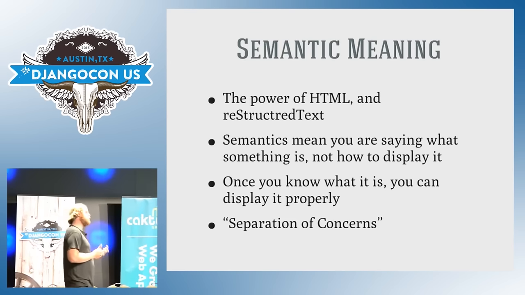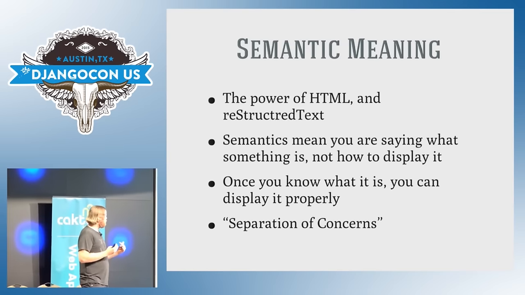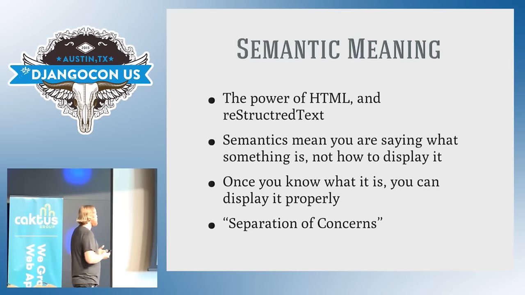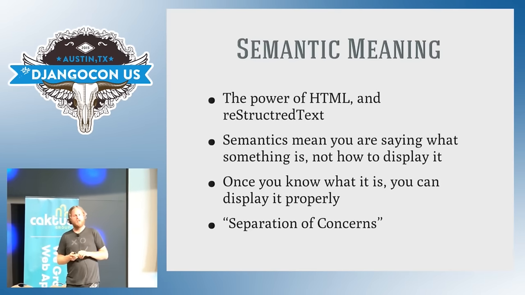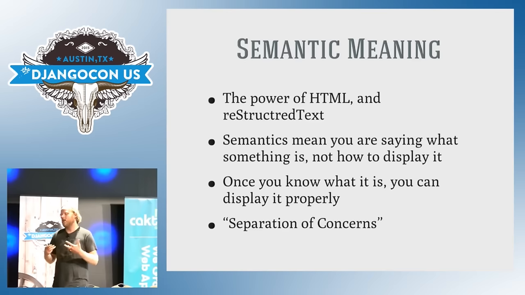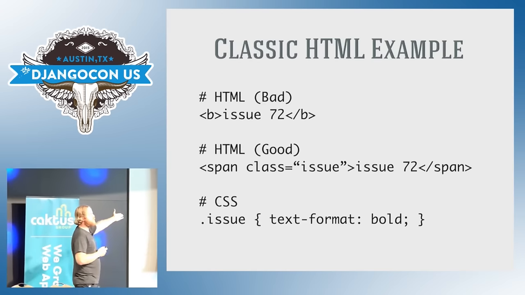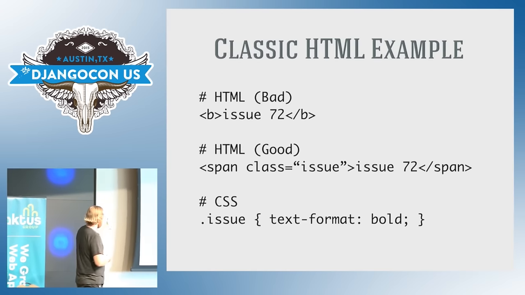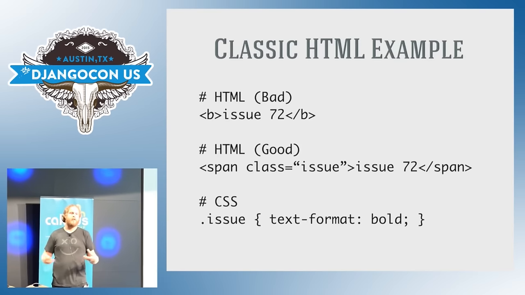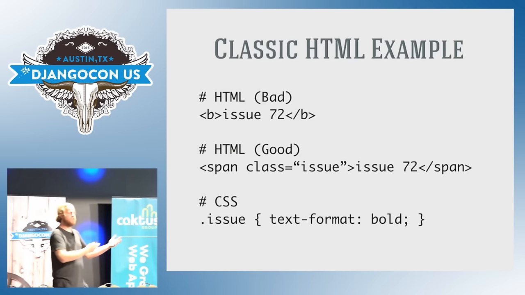So the real power of restructured text and of HTML, honestly, is semantic meaning. There was a movement about 10 years ago in the HTML world towards semantic HTML. And what semantics really is saying is what something is, not what it should look like. You describe an object as what it is, and somebody else can come along and say what it should look like. This is a classic separation of concerns issue. So an example of this is, don't make issues bold in your HTML. You should take your HTML and give it a span or a div or something and make that an issue. This allows you as the author to separate what something is from how it should be displayed. And someone later can come along and write CSS to say all issues should look a certain way.